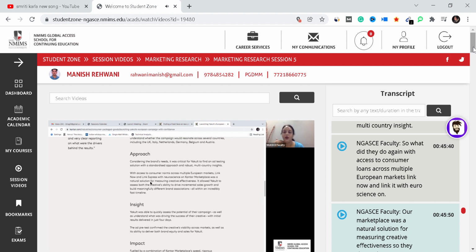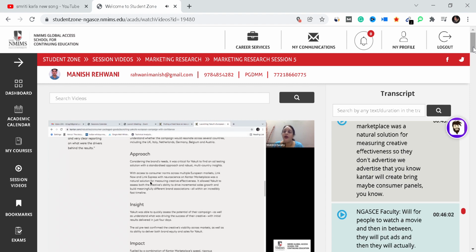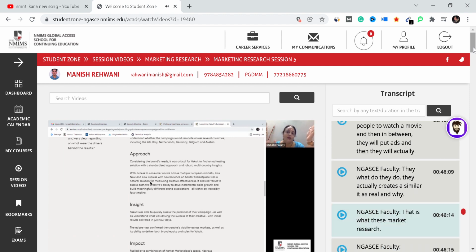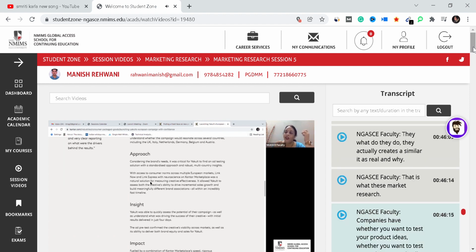So they will advertise the ad. Kantar will bring in consumer panels, call people to watch a movie, and in between they will put in ads. They actually simulate a real environment. That is what these market research companies have. Whether you want to test your product ideas or your ads, you can do all these in such marketplaces.